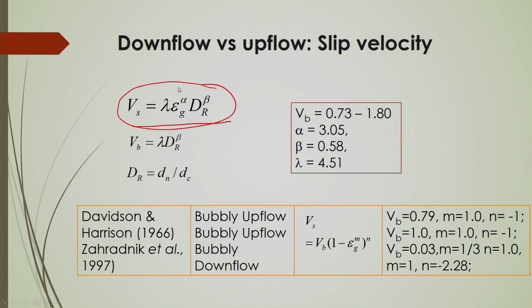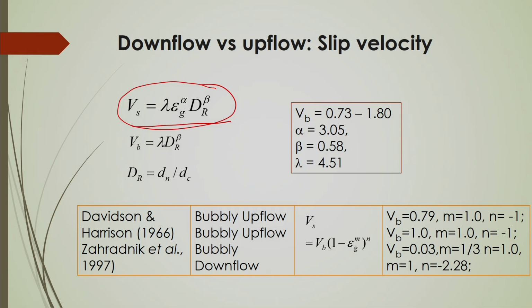Here it is given that Vs will be equal to lambda into epsilon g to the power alpha and dr to the power beta, where dr is called the ratio of nozzle diameter to the column diameter. In this case Vb will be defined as lambda into dr to the power beta. Here lambda is one parameter which will be obtained from the experimental data.